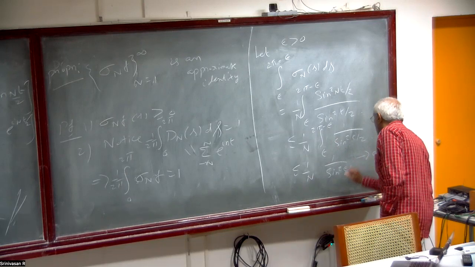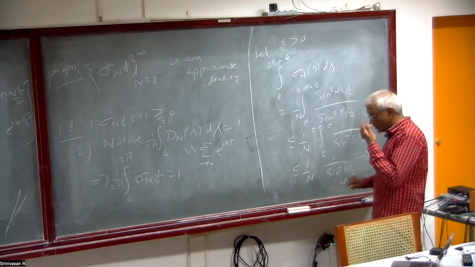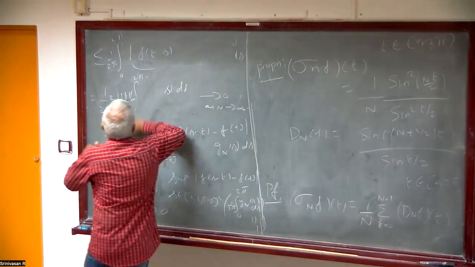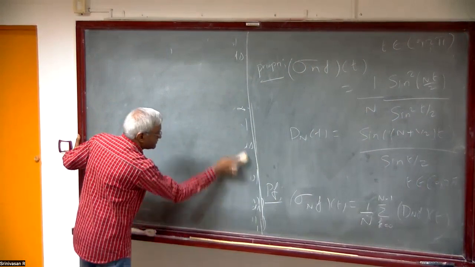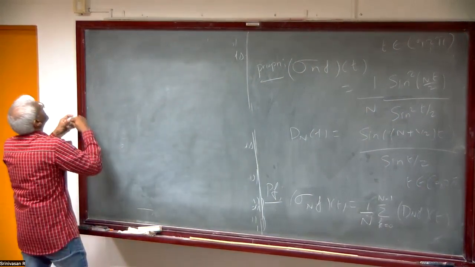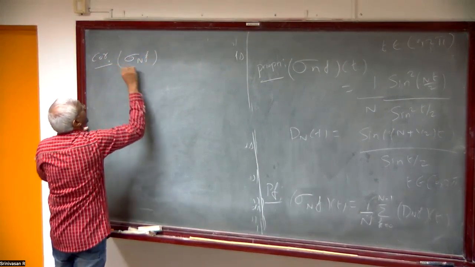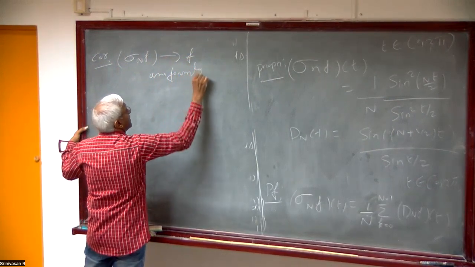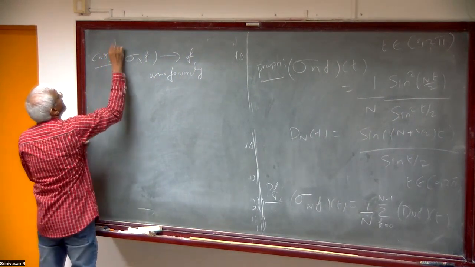So this goes to 0. Done. So we have proved that it's an approximate identity. This proves the corollary: sigma n f converges to f uniformly. Even though S n f may not converge, sigma n f will converge. This is what is called Fejer's theorem.